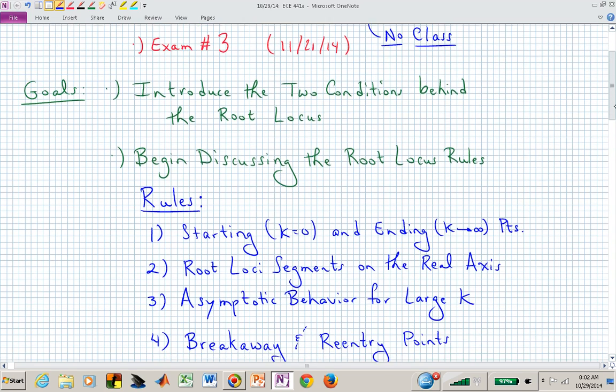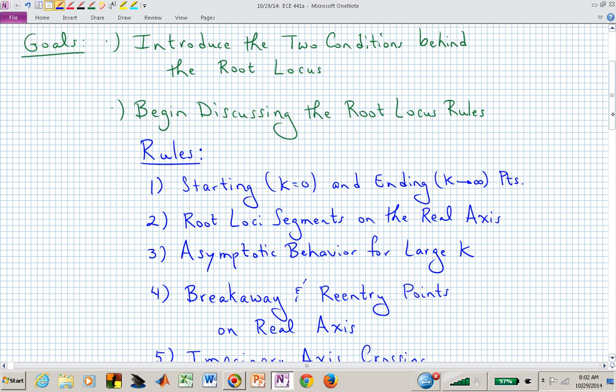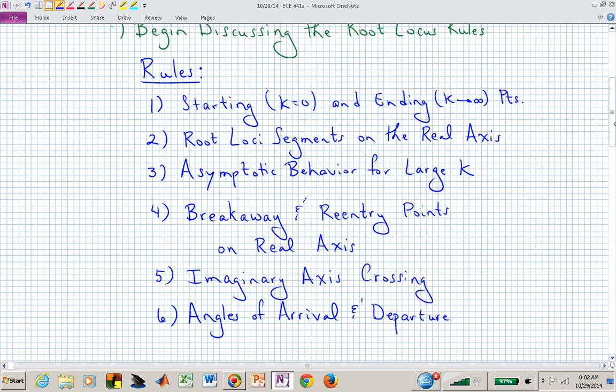Today what I want to do is introduce the 2 conditions behind the root locus. All of these rules for sketching the root locus will come about from basically understanding complex numbers, knowing how to rewrite a complex number as a magnitude and an angle. And that will then determine these rules that we are going to start discussing, and I've simply listed those so that we can start to embed those in this process of sketching.